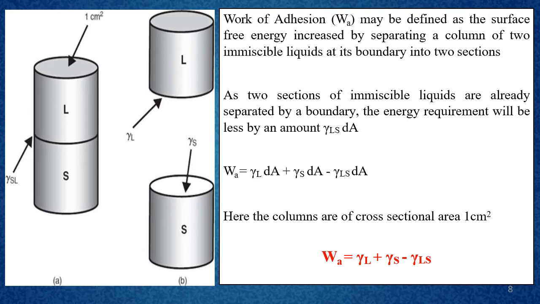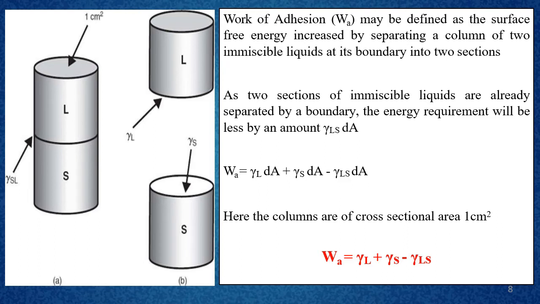I would like to discuss the work of adhesion. Work of adhesion, denoted by WA, may be defined as the surface free energy increased by separating a column of two immiscible liquids at their boundary into two sections. As the two sections of immiscible liquids are already separated by a boundary, the energy requirement will be less by an amount, that is gamma LS dA.